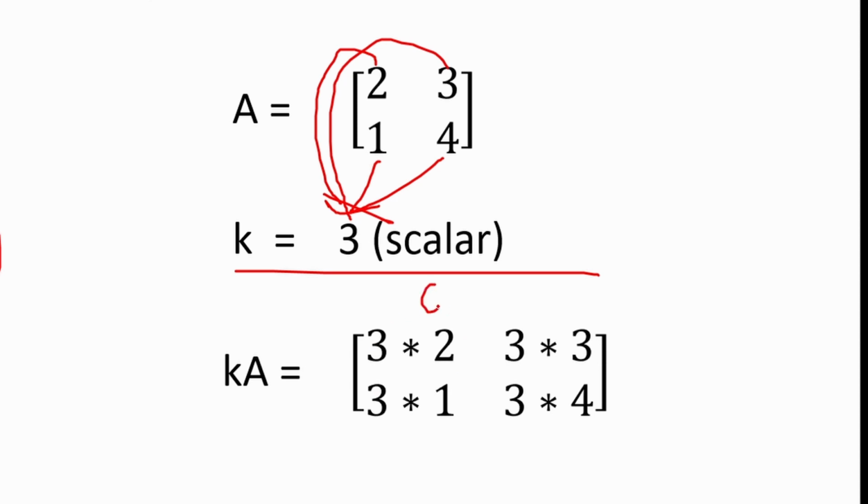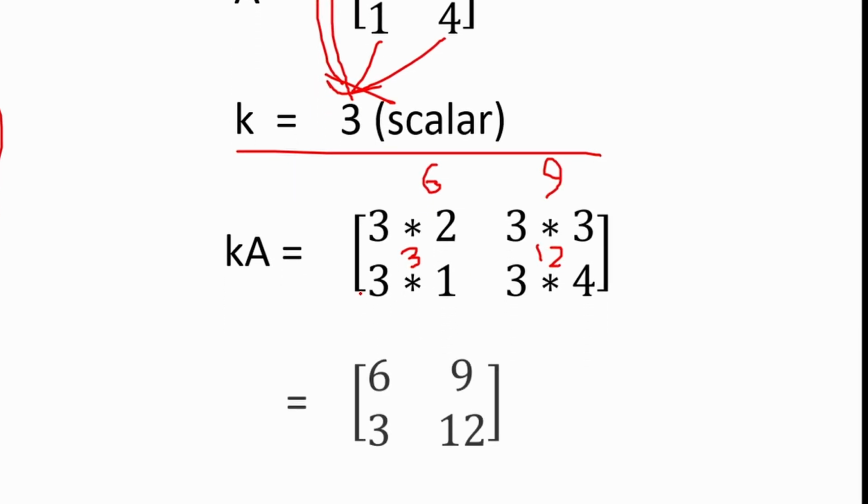3 times 2 is 6. 3 times 3 is 9. 3 times 1 is 3. 3 times 4 is 12. So 6, 9, 3, 12. Correct. Easy, right? Let's get into the next formula.